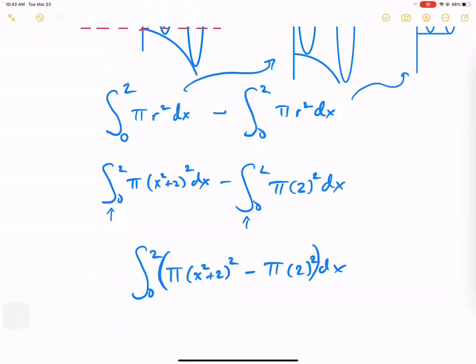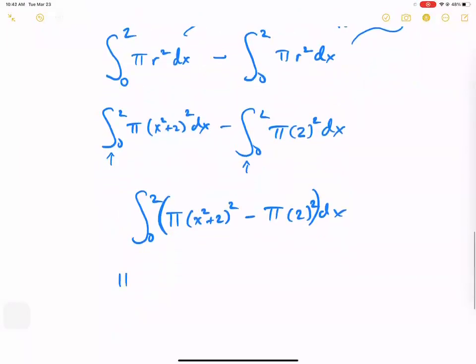Hey, guess what? What do they have in common? Don't they both have a pi? Pi integral from 0 to 2 of (x squared plus 2) squared minus 2 squared dx.